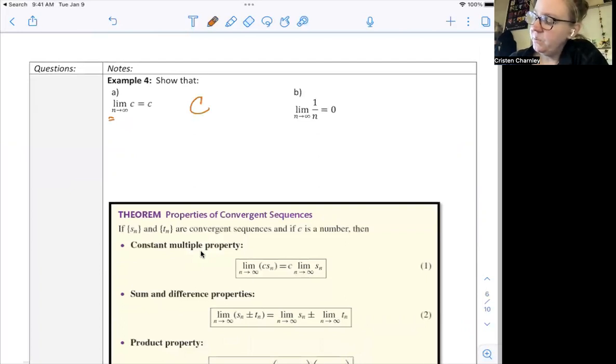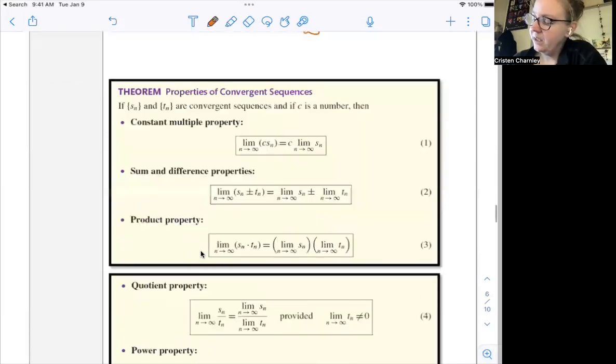For letter B, we would put infinity in place of the n. We know that 1 over infinity is not a real number, but what does it start to approach? It starts to approach 0, so we know that.